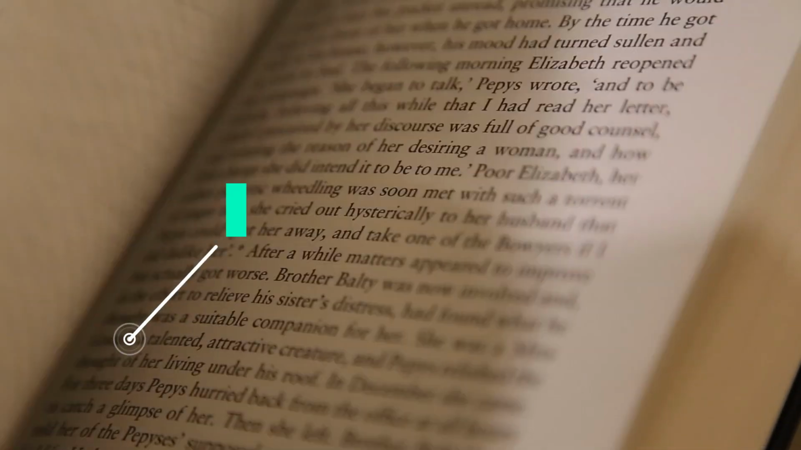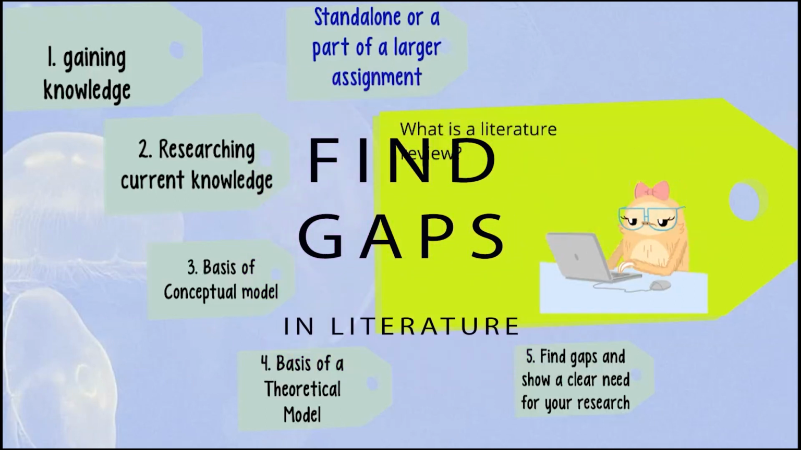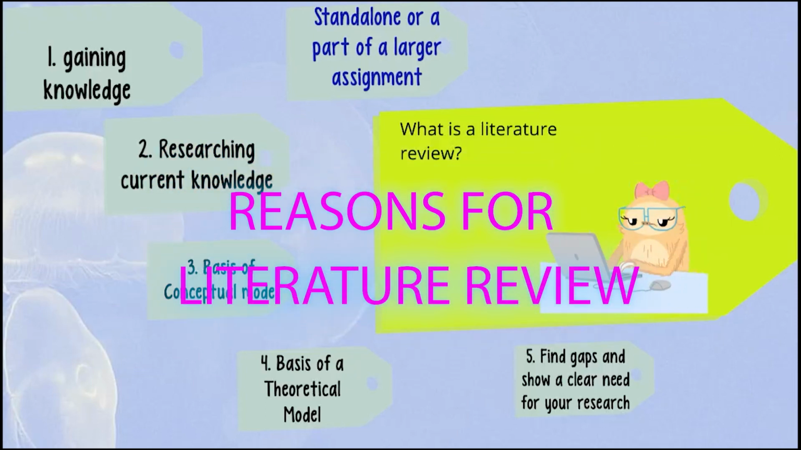And if you are doing a PhD dissertation or a thesis, you establish a conceptual model or a theoretical model. And the most important here is you find gaps in the literature. You have to show that your study is original and it hasn't been done before. Your research question hasn't been well established before. So you show a gap in the literature. So these are the reasons why we do a literature review.